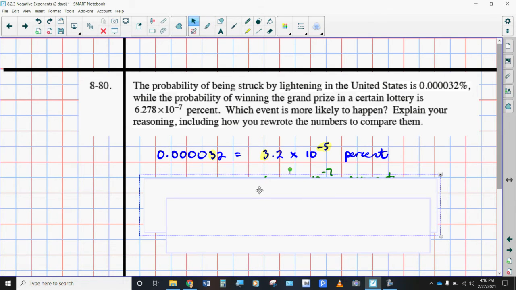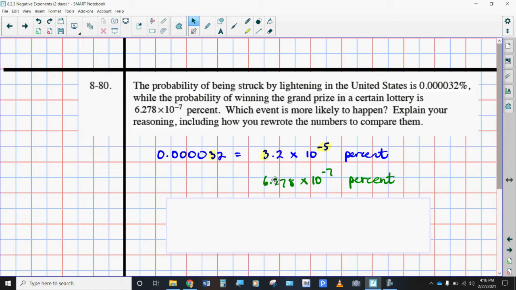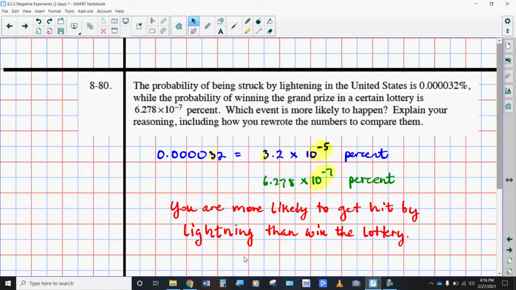And, of course, we've got the other one, which we already knew. So let's now compare our powers of 10. Which one is greater? Is negative 5 greater, or is negative 7 the greater number? Negative 5 is the greater number because it's not as negative as negative 7. So we're not even going to care what our leading factors are. We're just going to compare the powers of 10, and we determine that this is greater than that, which means that you have a greater likelihood of being hit by lightning than by playing the lottery.